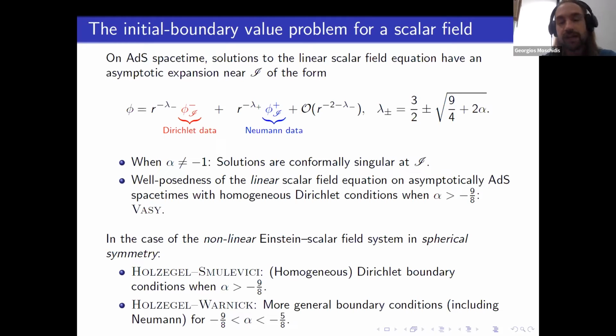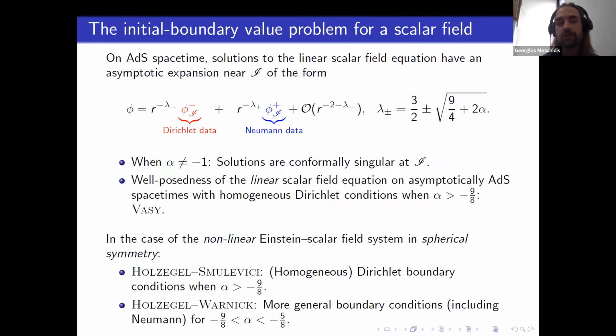So for the spherically symmetric Einstein-scalar field system, Holzegel and Smulevici proved well-posedness when homogeneous Dirichlet boundary conditions are imposed when alpha is bigger than -9/8. And when alpha is in addition smaller than -5/8, then we also have the freedom to prescribe this term here. Right? Because when alpha is very large, this term here is already very fast decaying, and therefore we cannot use L2 methods to prescribe this as a well-posed Neumann data. So nevertheless, Holzegel and Warnick proved well-posedness for, again, the spherically symmetric Einstein-scalar field system for a very general class of boundary conditions, which includes Neumann conditions when the Klein-Gordon mass lies in this range.